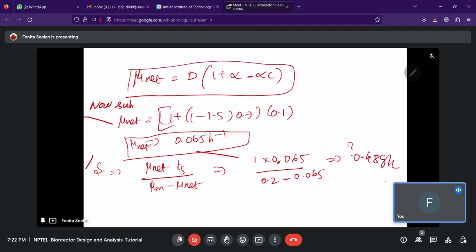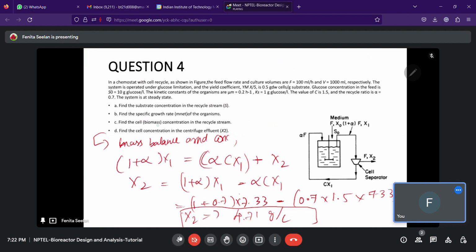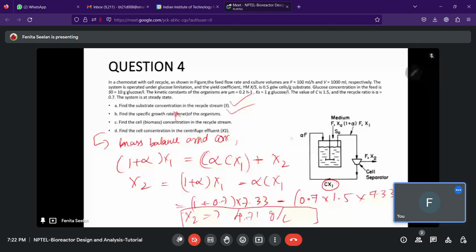Now we got the substrate concentration. What was asked? The specific growth rate of the organism is found. So now it will be the cell biomass concentration in the recycle stream, which is x1, and the cell concentration in the centrifuge effluent. So these two only we have to calculate.